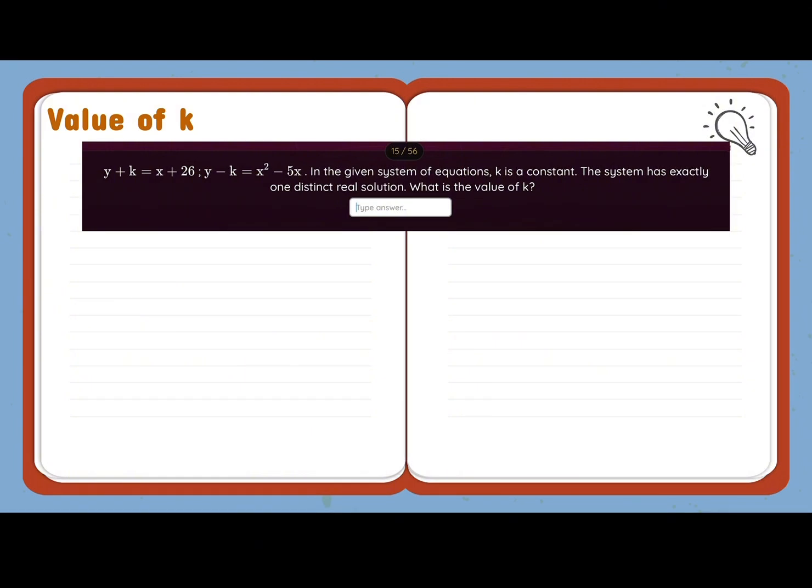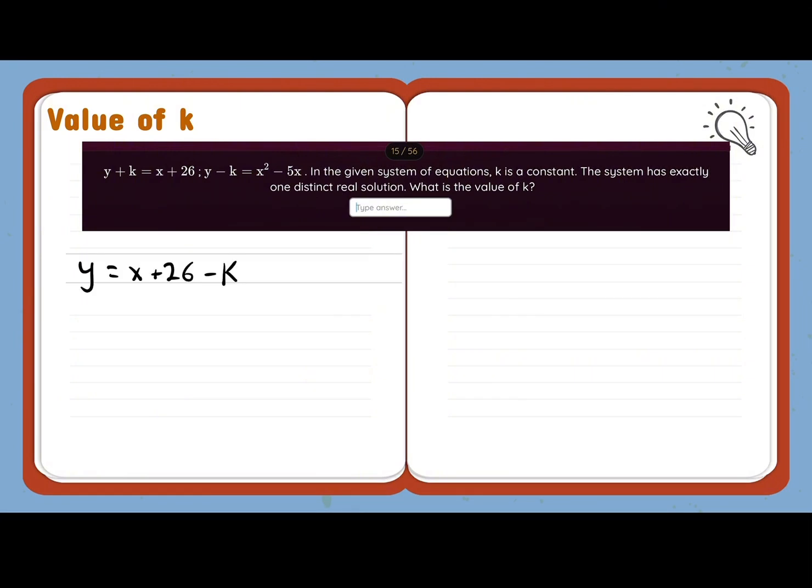Okay, value of k. For this question, we have a system with these two equations, and one is y plus k equals x plus 26. The other one is y minus k equals x squared minus 5x. This system has exactly one distinct real solution. What is the value of k?